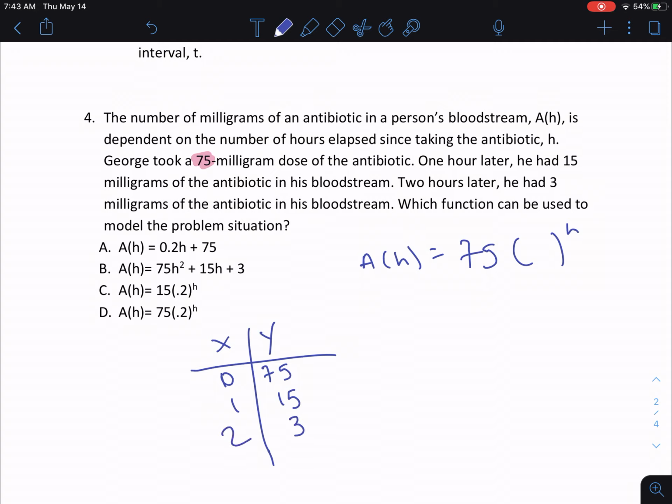Okay, so it's going to be a decrease. We need to figure out the rate of change. So 75 divided by 15 is 5. 15 divided by 3 is also 5. So let's say that this one is D, because 75 is our initial value there.